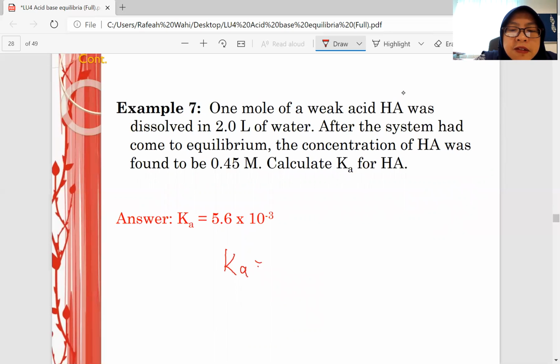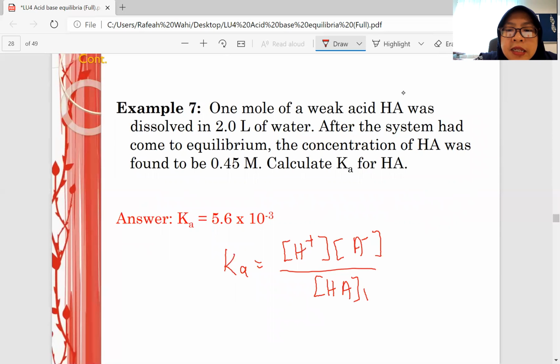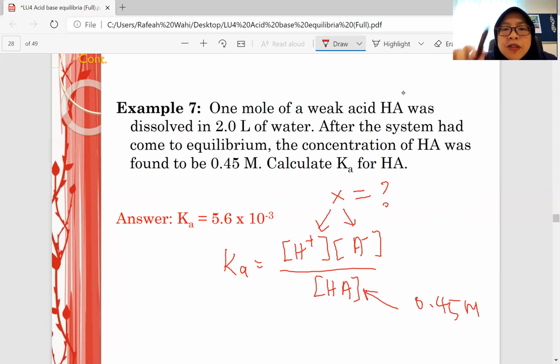Alright, we go back to the Ka expression. Ka equals the concentration of H plus ion times the concentration of the conjugate base divided by the concentration of weak acid. So what information do we have here? We have the concentration of acid at equilibrium, which is 0.45 molar. We have this information already, but we don't know the concentration for H plus ion and also the conjugate base. We don't know it yet. So X equals how much?